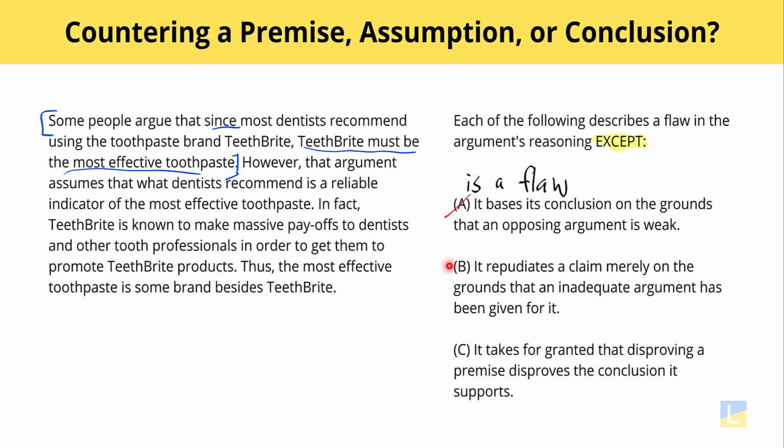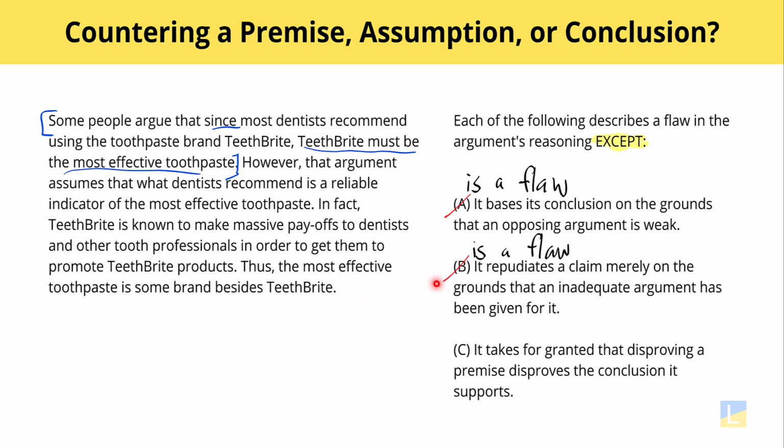What about answer choice B? Does the author's argument here repudiate a claim merely on the grounds that an inadequate argument has been given for it? And yes, it actually does, and because this is an except question, of course, that makes this wrong. But to be clear, I'm going to write this is a flaw in the argument.